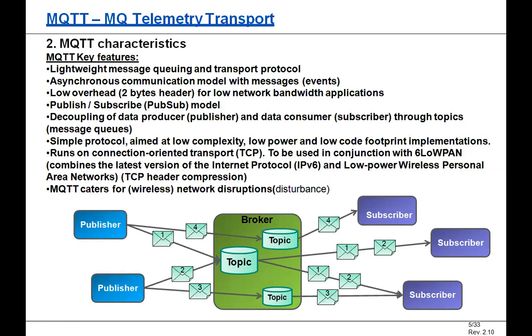In short, it supports asynchronous communication. Asynchronous communication means you don't need to make the sensor available for the AC, or the AC available for the sensor. The data from the sensor will be collected and stored at the server, or the MQTT broker, and whenever the AC needs the data, it will subscribe and get it from the broker. So there is no need for both to be connected simultaneously. That's why it is asynchronous communication, and it will always be a publish-subscribe model. We'll come to that later on.